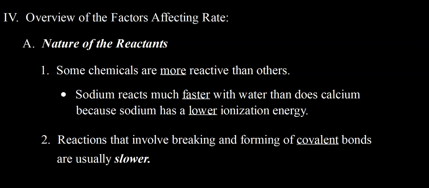Reactions that involve breaking and forming of covalent bonds tend to be slower because, as you know, covalent bonds are the strongest type of chemical bond. A lot of energy is required to break those reactant particles apart, to break the atoms apart in those reactants. And so those reactions tend to be a little bit slower.